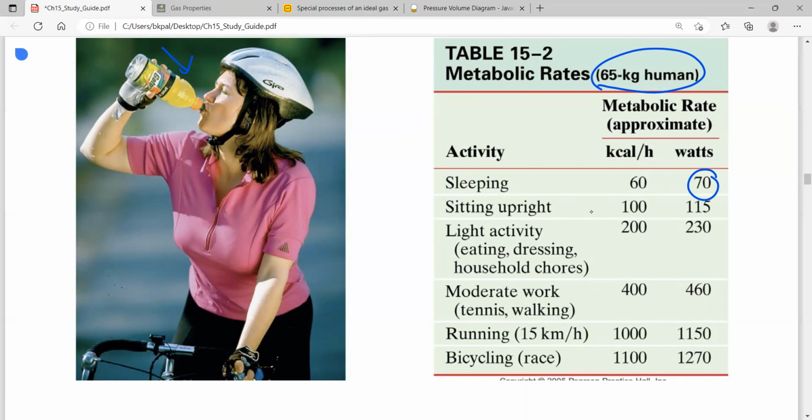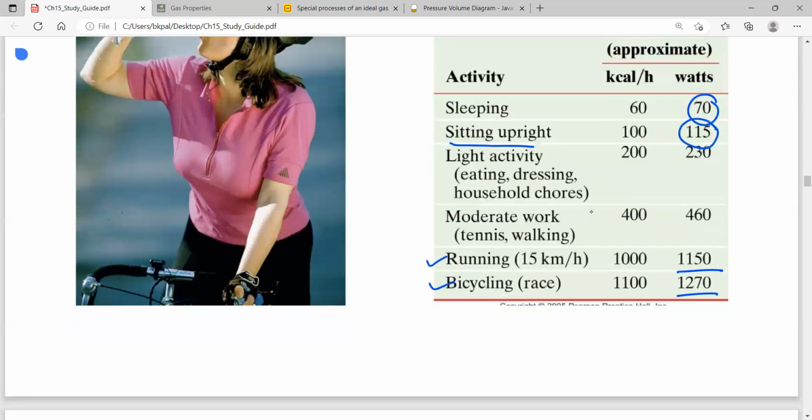When you are just sitting upright, you need 115 joules per second. So just sitting does not mean that we don't need energy. Even when you sleep, you need energy, and it's a huge amount, 70 joules per second. When you run, you need this much. When you bike, you need this much, and so on. In some problems, we'll be using this table, in numerical problems.